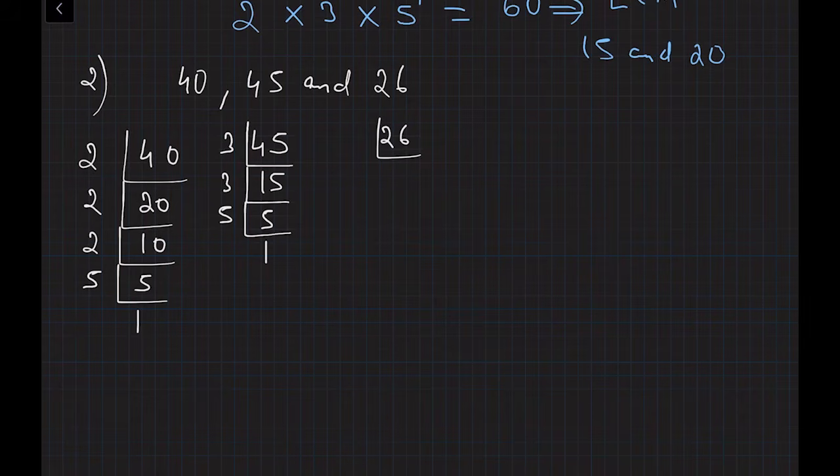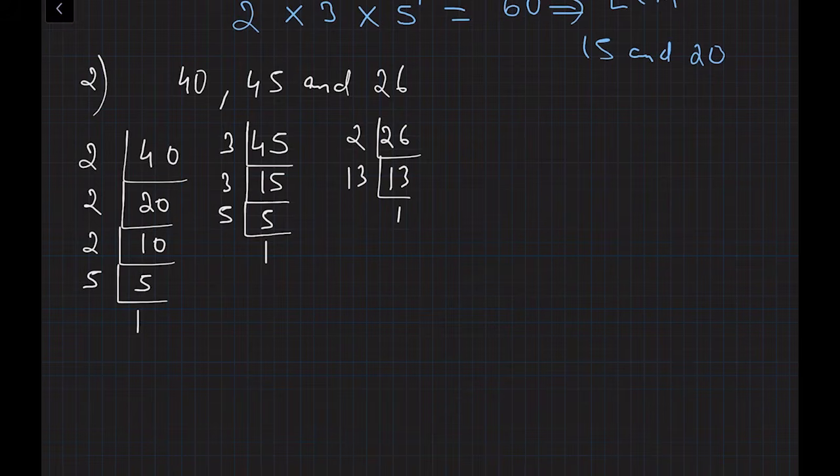Let us do the same thing for the last number, that is 26. 2 is the first prime number that divides 26. So 2 13s are 26. Since 13 is a prime number, no prime number less than 13 will divide 13. Therefore, we need to start with the number 13 itself. 13 ones are 13. Now we need to write down the numbers 40, 45 and 26 in terms of the product of their distinct prime factors.